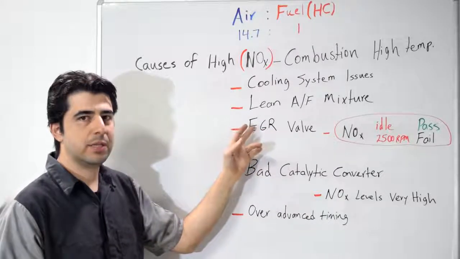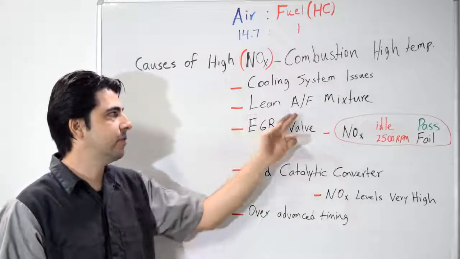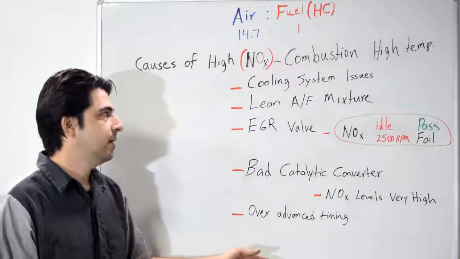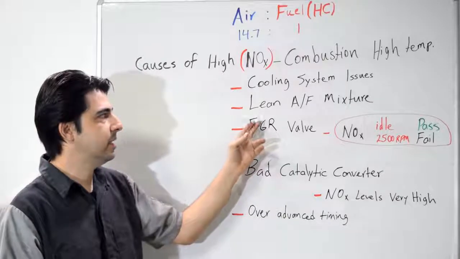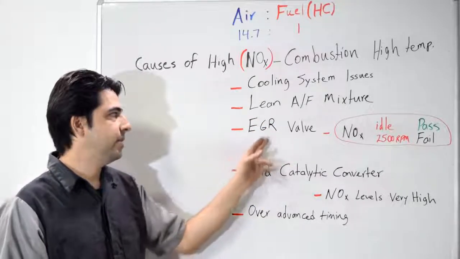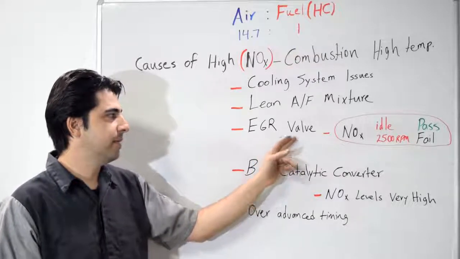And just to be clear, generally speaking, when you talk about a lean air fuel mixture, the biggest culprit is going to be a vacuum leak. So if you have this issue and you're looking at a lean air fuel mixture, you should look at a vacuum leak first. Next up, a bad EGR valve or EGR system, a problem with the EGR system.